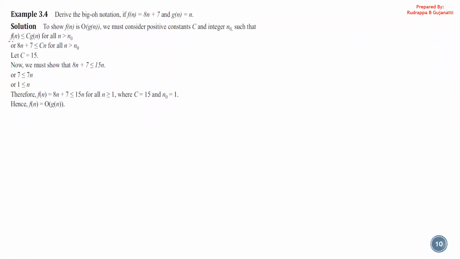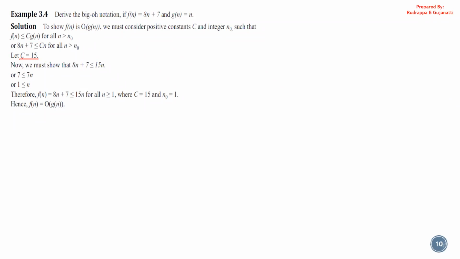Let us consider that f of n satisfies this condition, and I will try to obtain the value of n naught. So f of n is less than or equal to c times g of n. What is f of n? f of n is 8 times n plus 7, which is less than or equal to c times n. This should be satisfied for all values of n greater than n naught. Now here you can try different values of c. Based on different values of c, you might arrive at different conditions. In this case, let c be equal to 15. We have to consider c to be a positive integer.